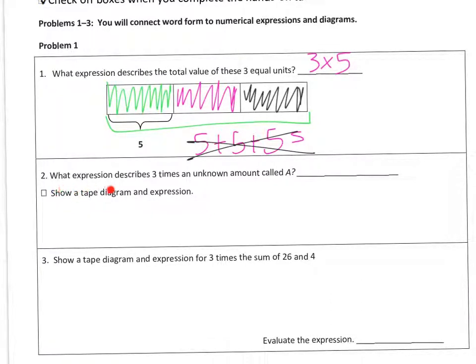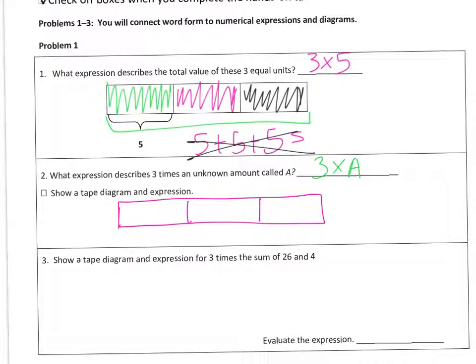So what expression describes 3 times an unknown amount called A? Well, 3 times 5 is just 3 times 5, so we'll say 3 times A. So now we're going to draw our tape diagram. We know we need 3 chunks, because there's 3 of whatever A is, and then each chunk is A. Boom.